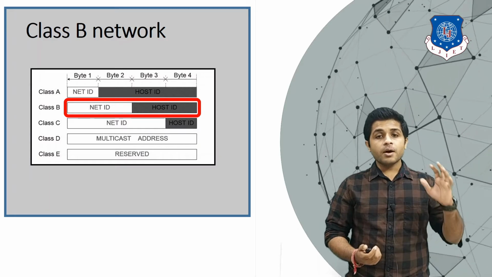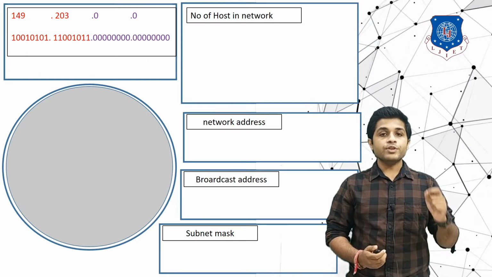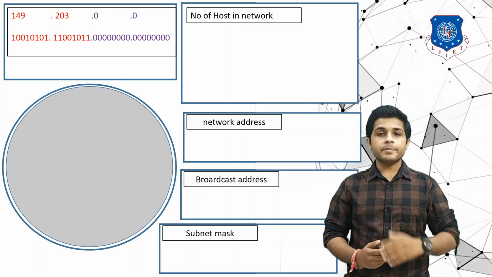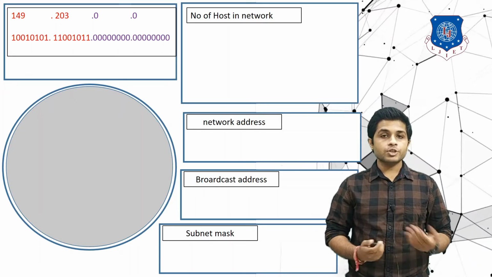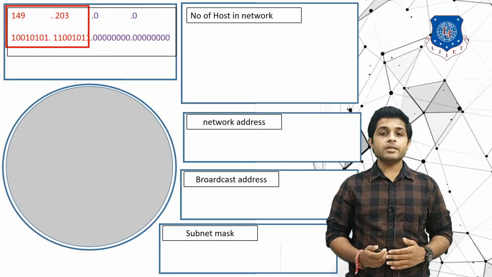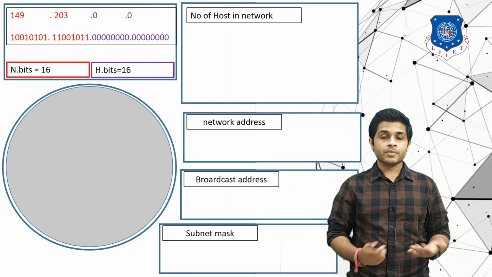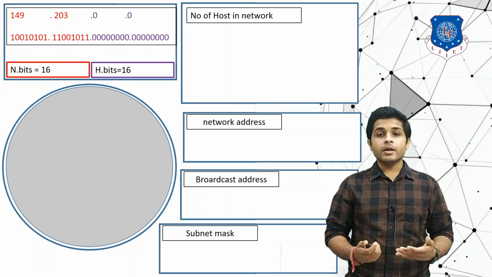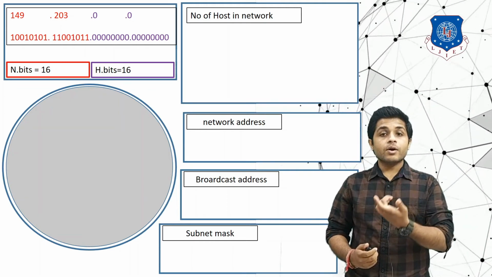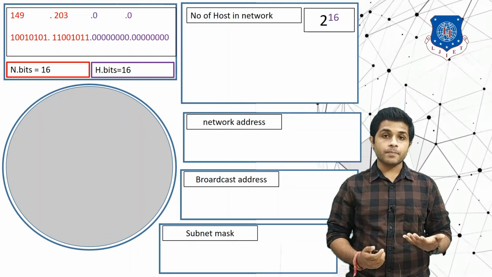From these 2 raised to 16 individual networks, one network is given to you, which is 149.203.0.0. It is also represented in binary. We know that this network belongs to class B, so the first 16 bits represent the network ID and the last 16 bits represent the host ID. I want to find how many hosts are possible in this given network. The size of the host bits is 16 bits, so 2 raised to 16 hosts are possible.